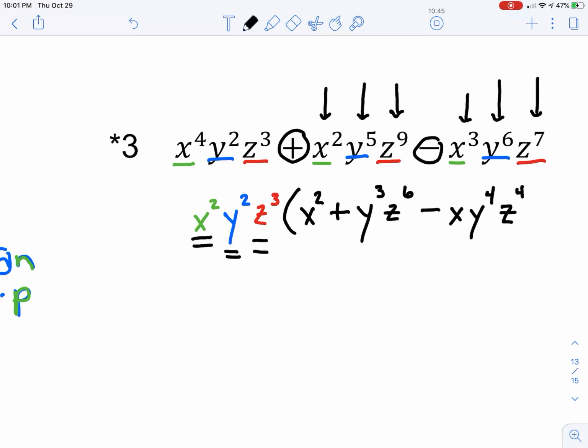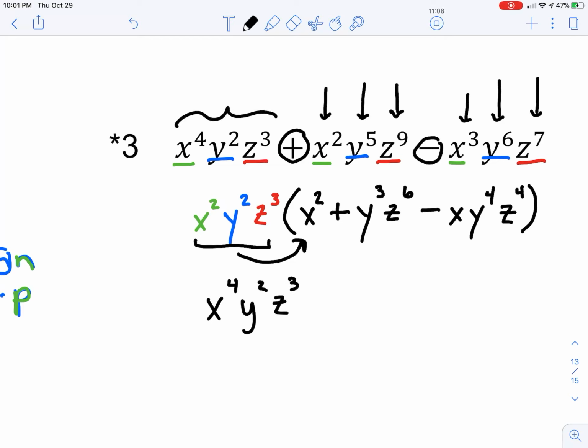Now let's redistribute this and see if it actually works out. Alrighty, let's redistribute. So if I take this whole big term and I multiply it with this x squared, I would have x to the 4th, y to the 2nd, z to the 3rd. Is that what I have up here? X to the 4th, y to the 2nd, z to the 3rd. Yes, it is. Perfect.